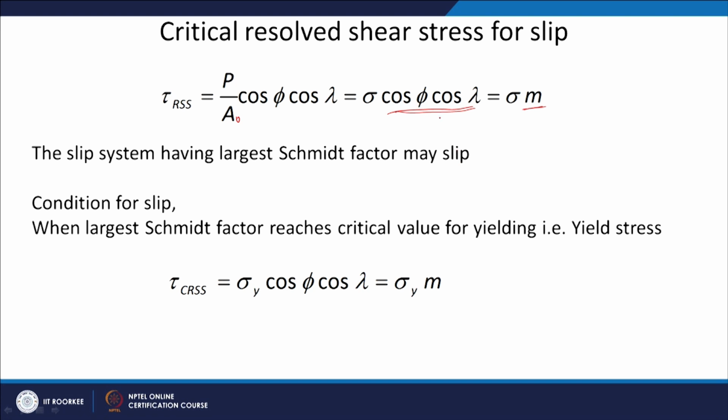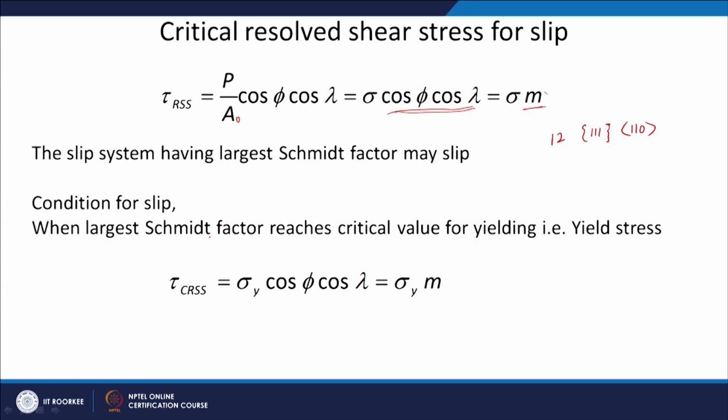So, now what we will do is, we have 12 slip systems, 12 arrangements of 111 plane and 110 direction. Now, we do not know for which one the tau RSS is going to be maximum. So, what we will do, we will determine this particular factor for all the planes with respect to the tensile axis, and whichever it is going to be maximum, that system is of interest to us. So, the condition for slip is the largest Schmidt factor. So, the largest of these 12 whichever comes. So, out of these 12 one will be the largest obviously.